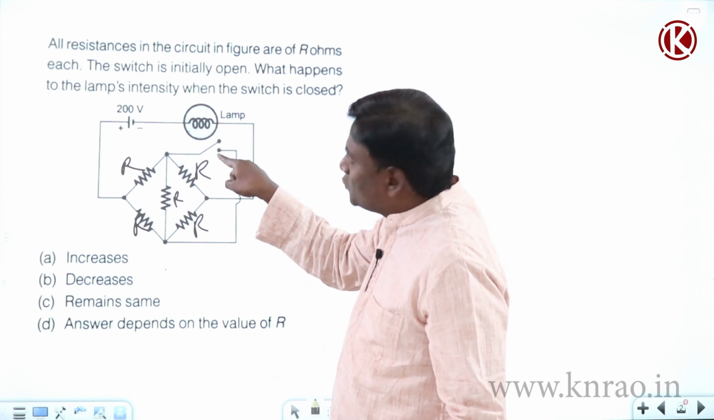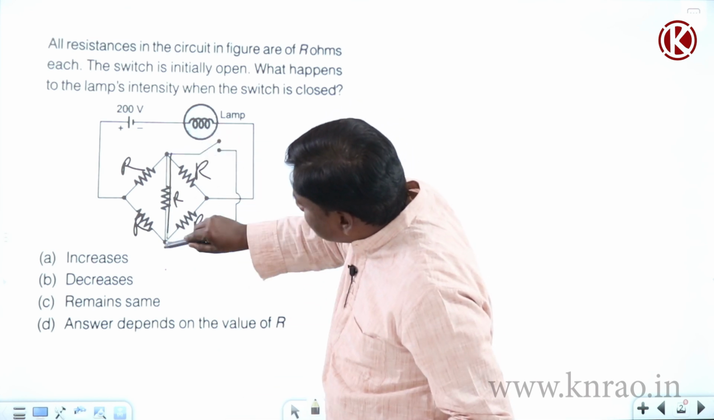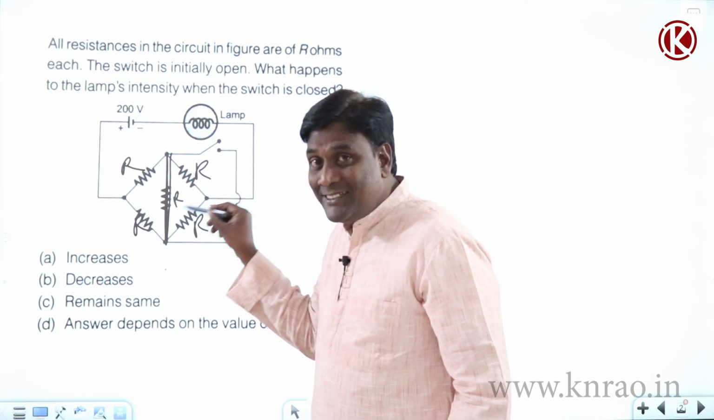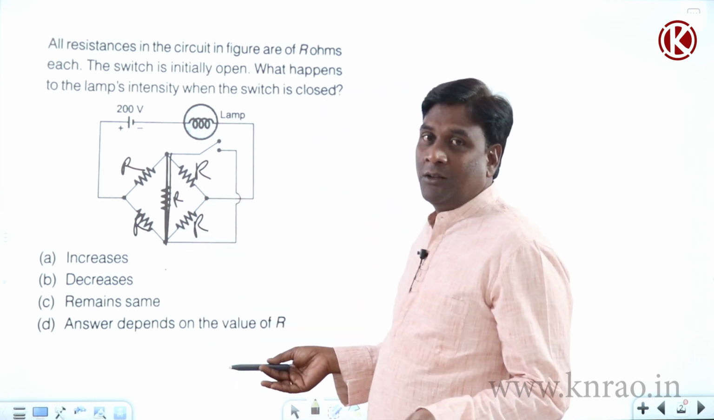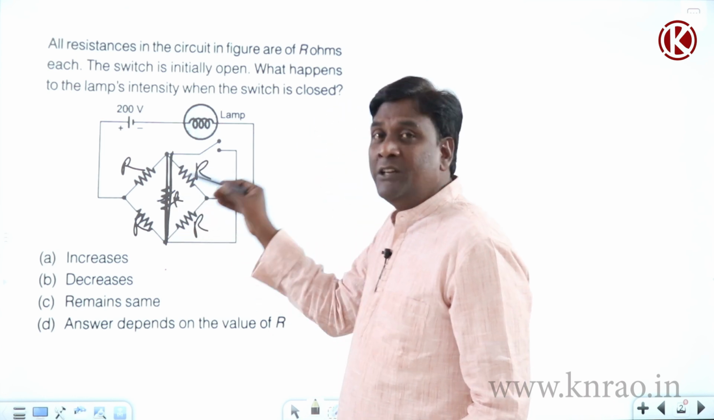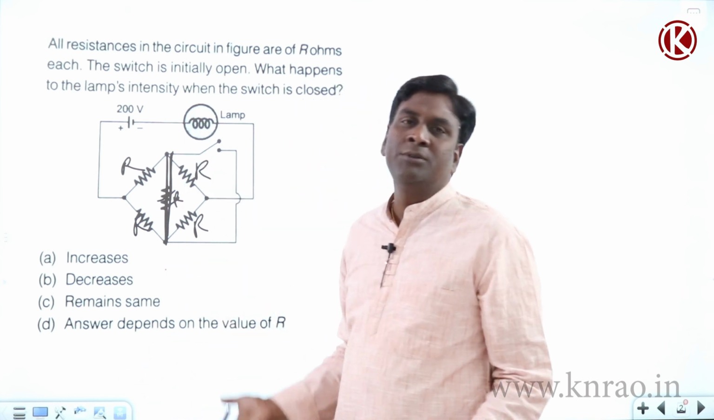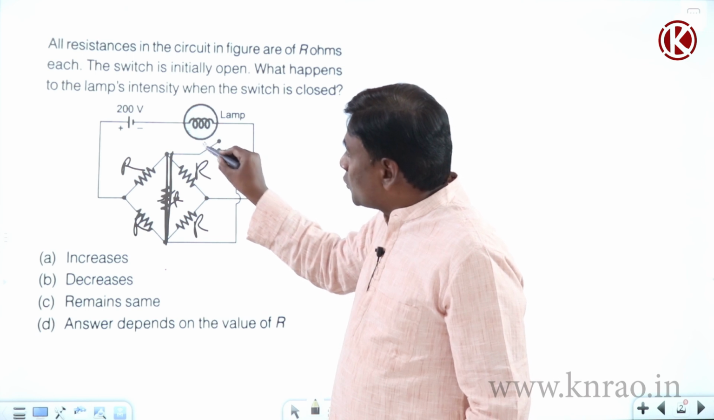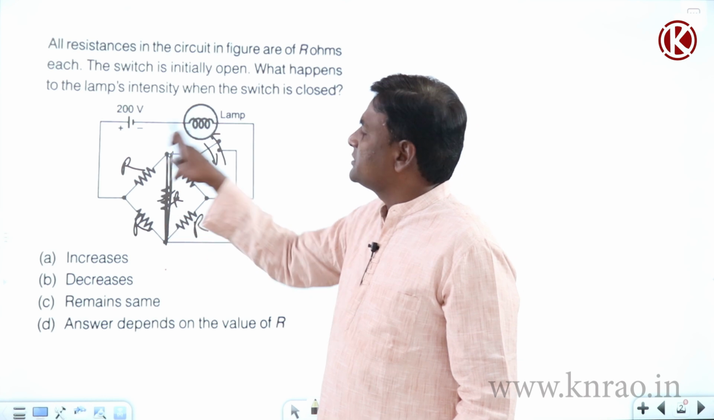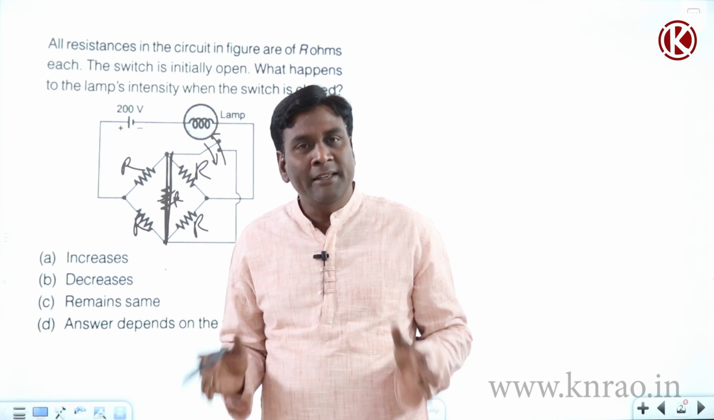Now after that, the switch is going to be closed. The switch is closed in the sense, across these two, it is going to be shorted. Now, even when you have resistance R also, there will be no current flowing. So, even if you short circuit this, or even if you open circuit this, or even if you keep some other external resistance, no current will flow because voltage across this and this will be same. So, even if you close the switch, or even if you open the switch, voltage across everything will not change. So, lamp intensity will remain same.